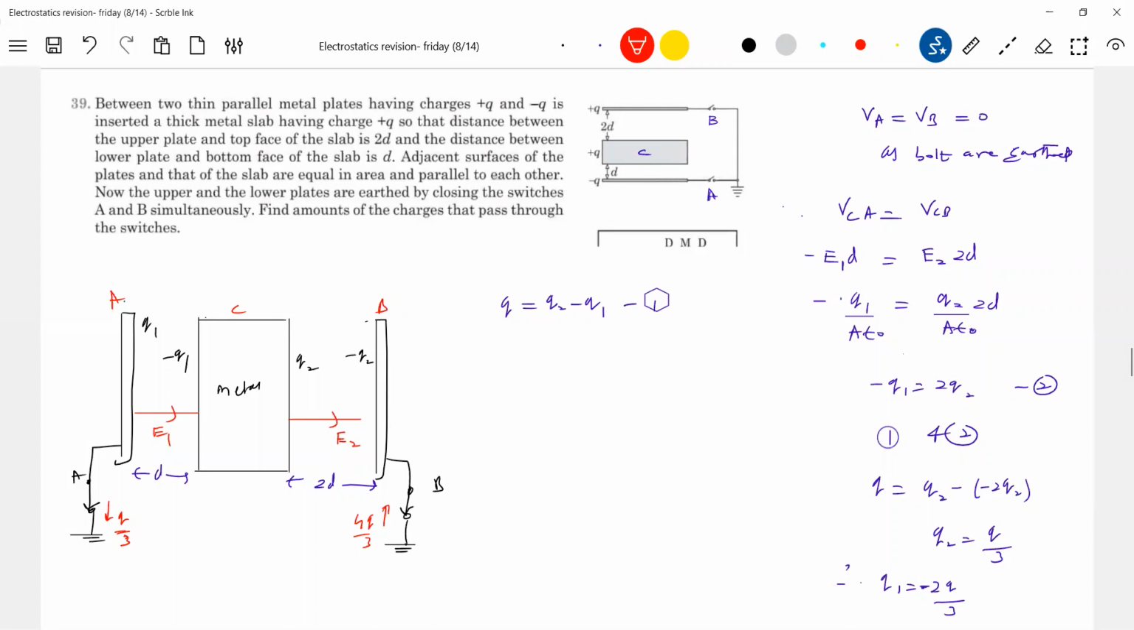Upward. Initially, A is having minus Q. Afterwards, it is having minus 2Q by 3. So Q by 3 should flow towards the plate. Like this much. Minus Q, and now it is minus 2Q by 3. Let me check. Plate 2Q by 3 should go upwards.